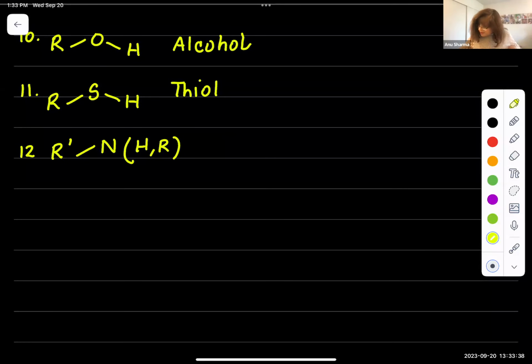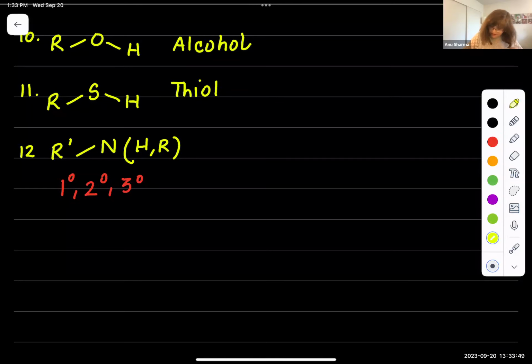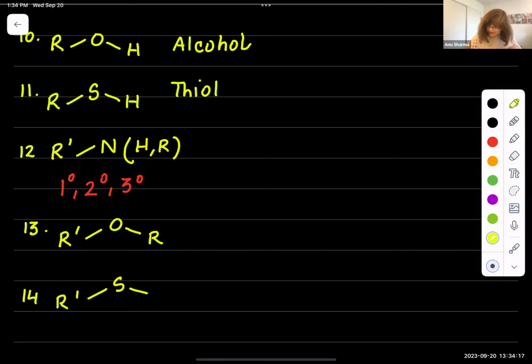Yeah, so this is the primary amine, secondary amine, and tertiary amine, okay? We will discuss this more later, but let's finish this. The last is the ether linkage, which is R-O-R', the alkoxy. This is the ether, and it's the same as the thioethers. Oxygen can also be replaced with sulfur, so R-S-R'.